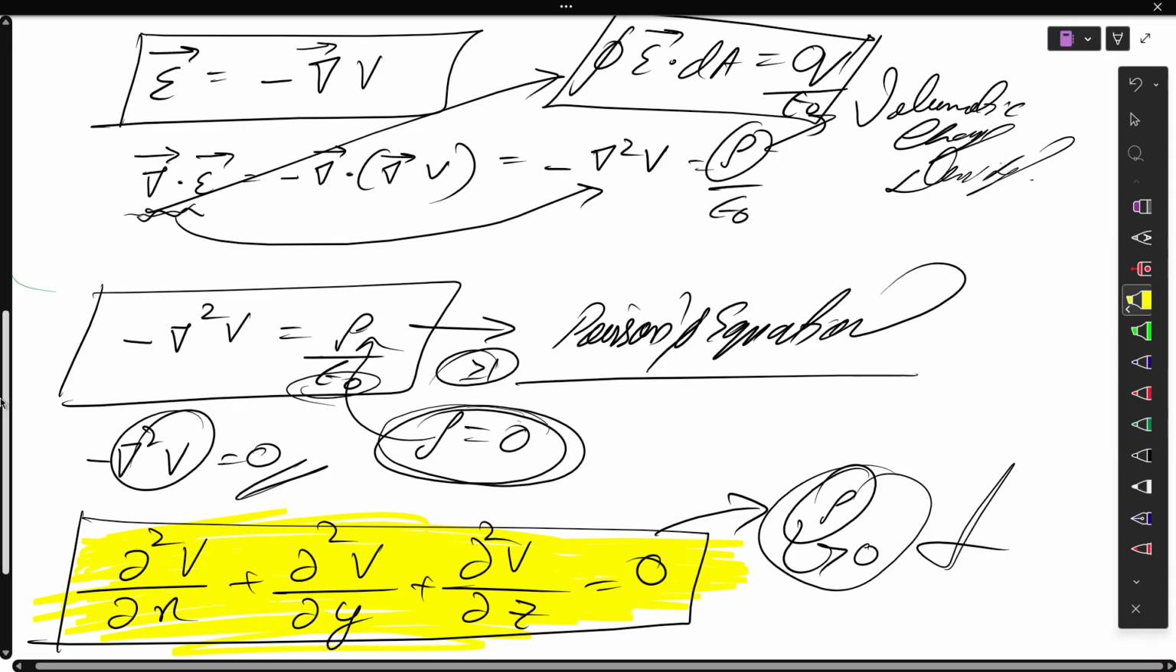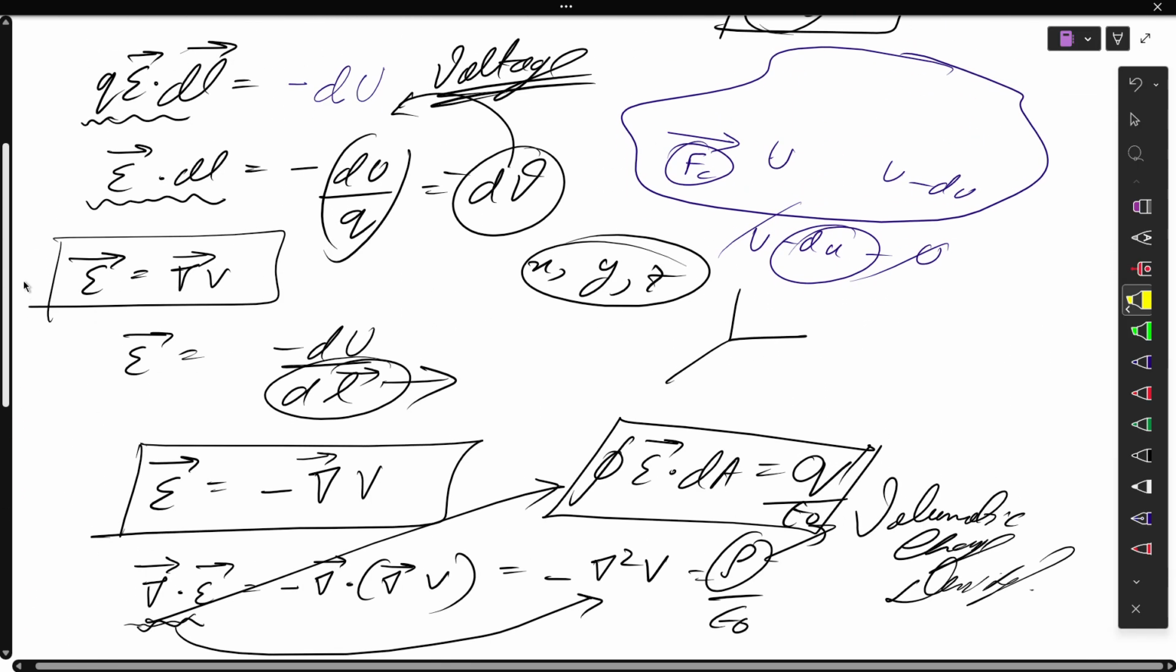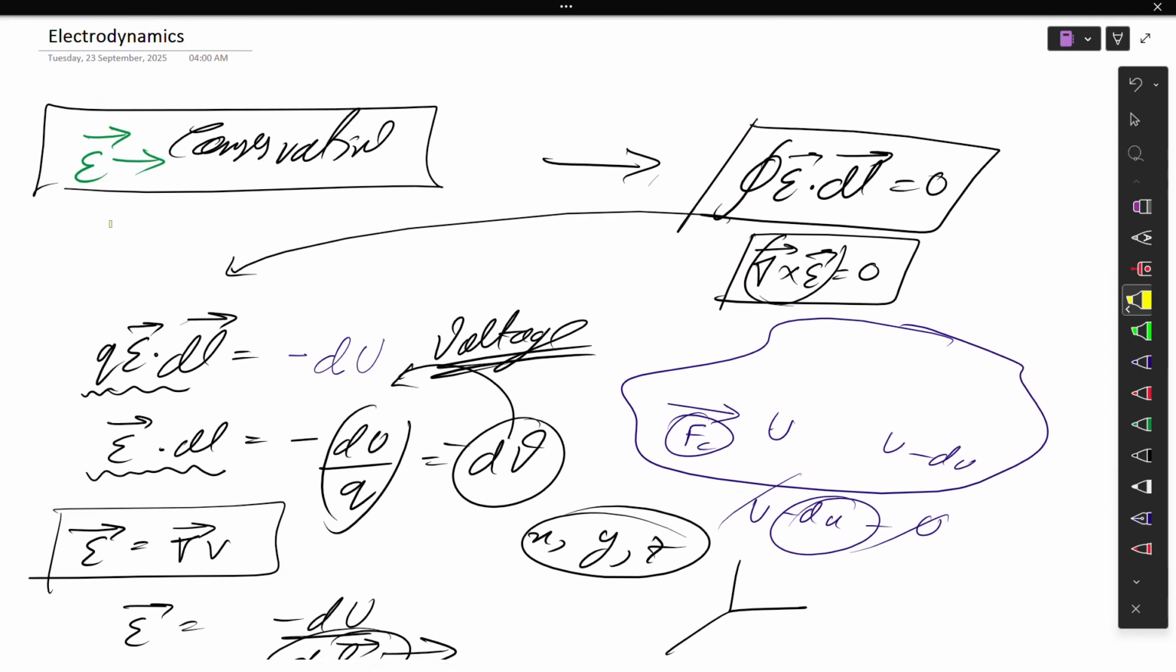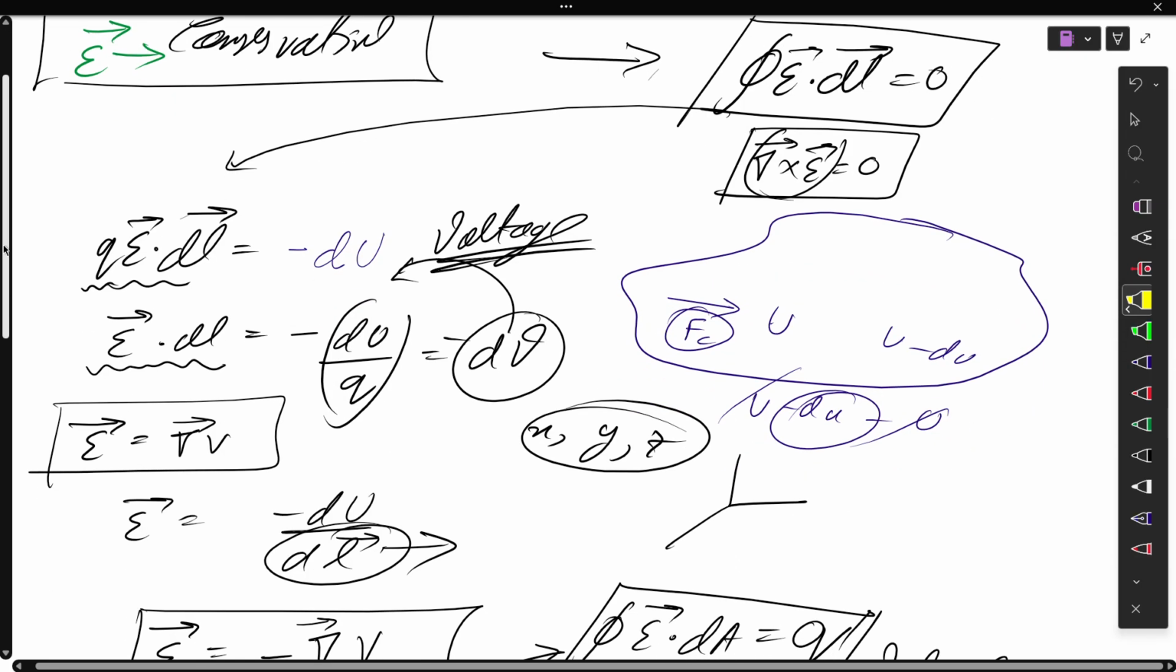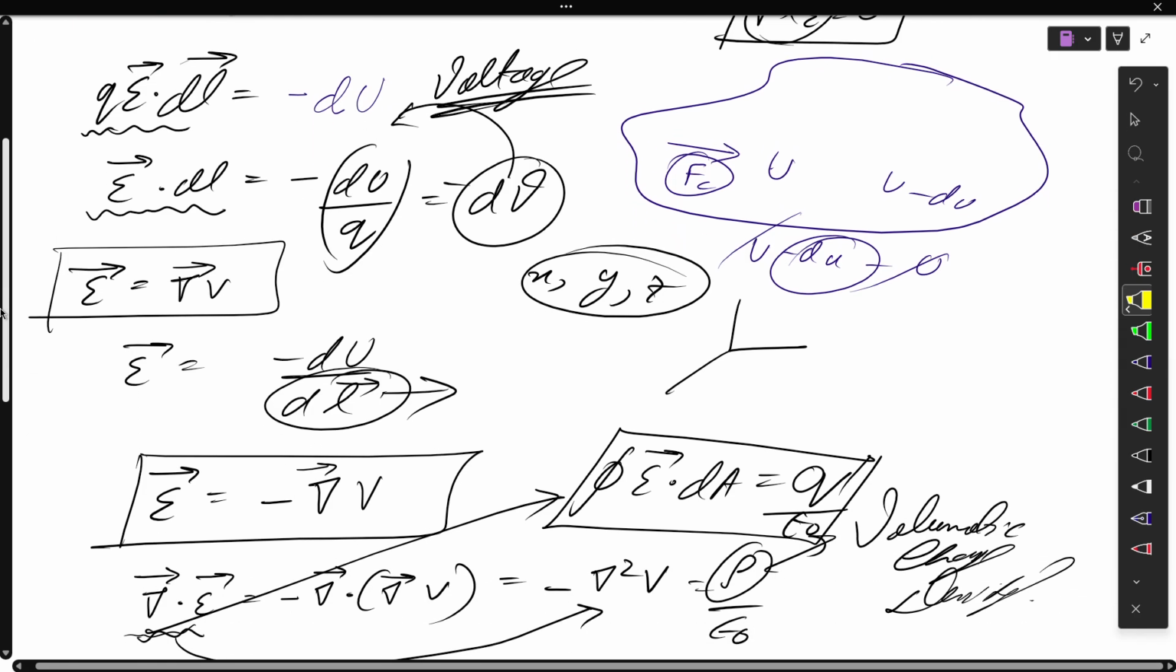Basically, it all started from a thought process that the electric field can be observed to be conservative in nature, and this is how it works.